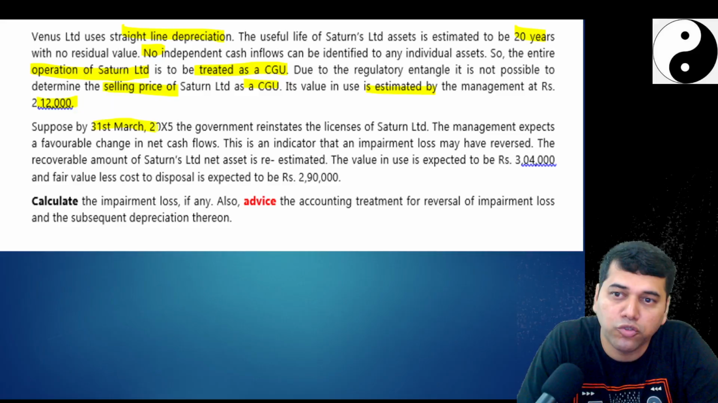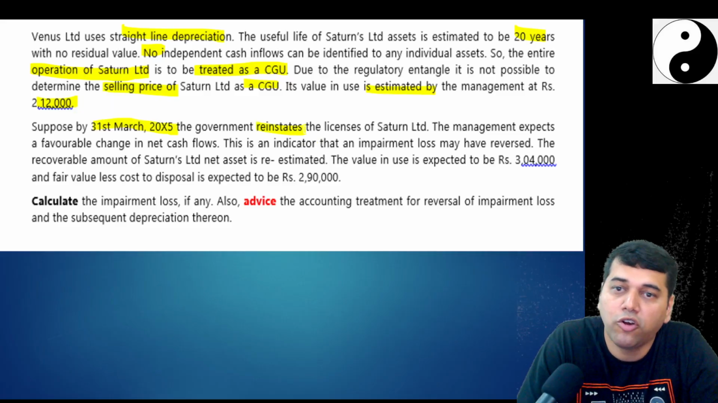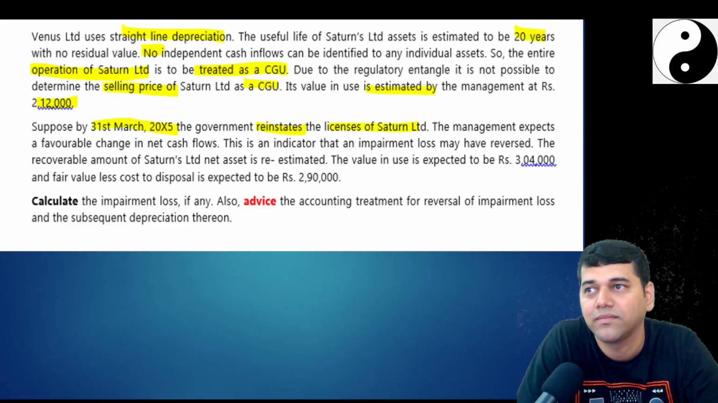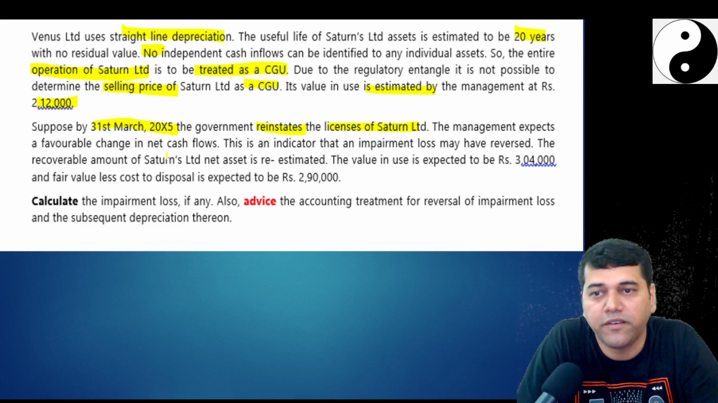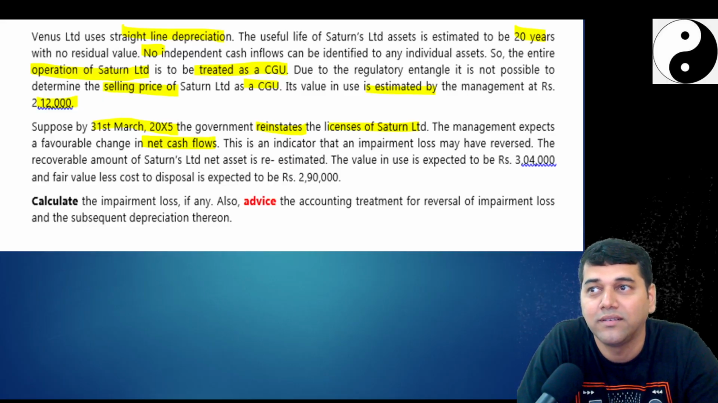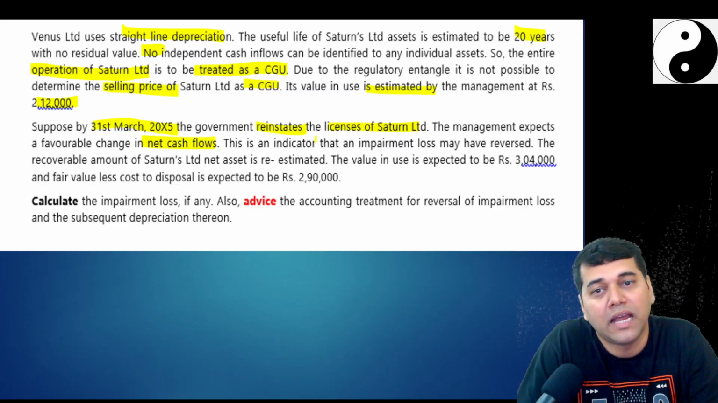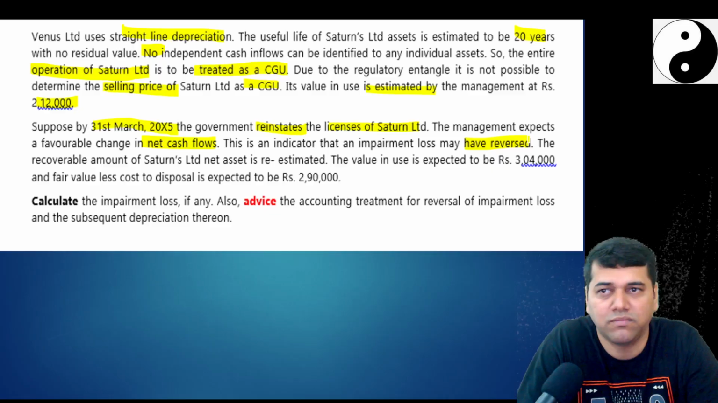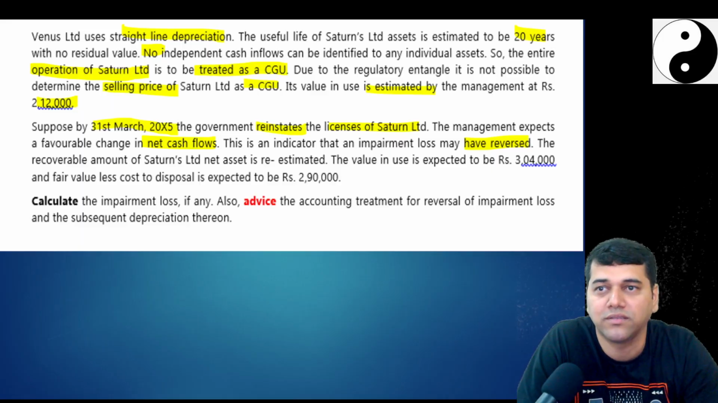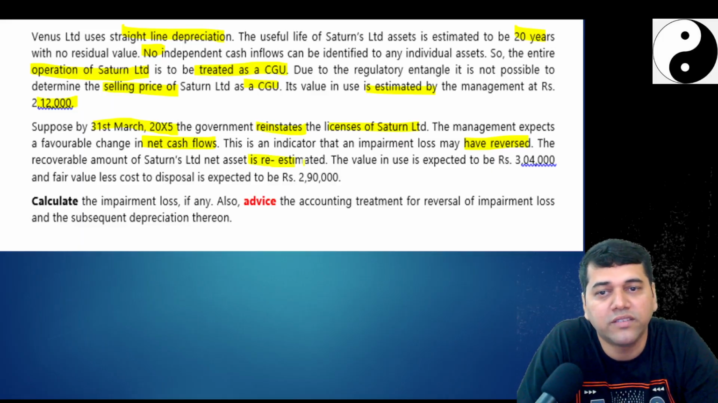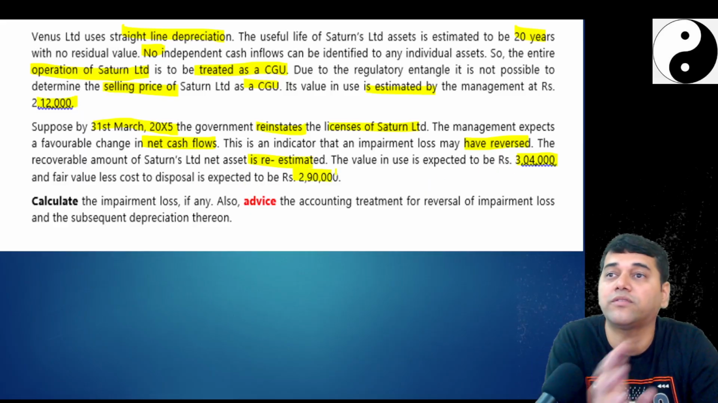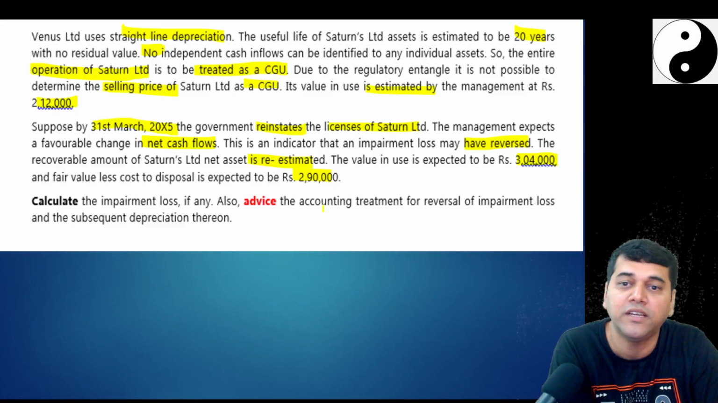Now suppose by 31st March 2015, after 2 more years, the government is going to reinstate the license of Saturn. Yes, again an indicator that there is a reversal. The management expects a favorable change in the cash flow. Very good, because the changes are not because of your time value of money. It's because of the change in the cash flows. And this indicates that the impairment loss may be reversed. So straight away you know that when you do it for 2015, you write the heading impairment to be reversed. The recoverable amount is re-estimated on that day. The value in use is 3,04,000 and this time they gave you fair value, because the mining ban has been lifted. It's 2,90,000.